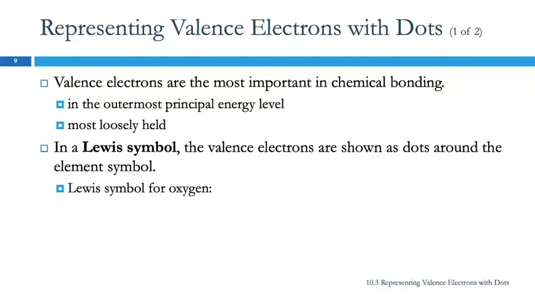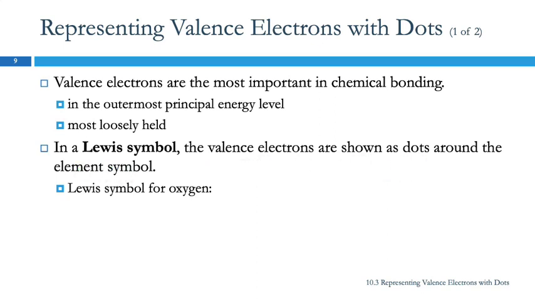So valence electrons are really important because they're in the outermost principal energy level. They're most loosely held. Those are the ones that typically interact with other atoms. So we can write Lewis symbols for different elements. And here we're going to show the valence electrons as dots around the element symbol.